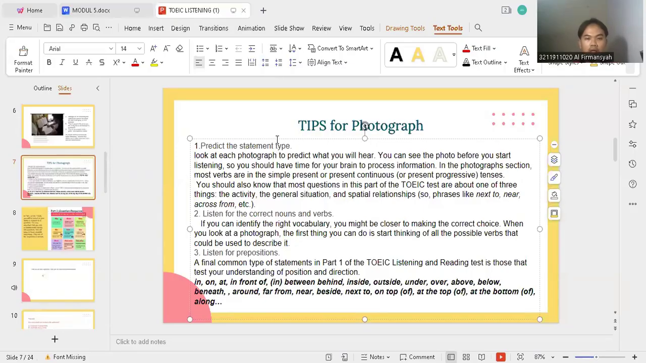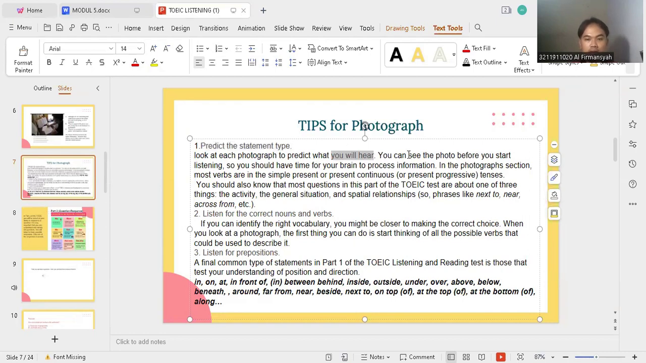Here, if you can see, I have shared my screen with the tips for beginning the photograph test in TOEIC listening. The first one is to predict the type of statement. We can do this by looking at each photograph and predicting what we will hear from that photo.